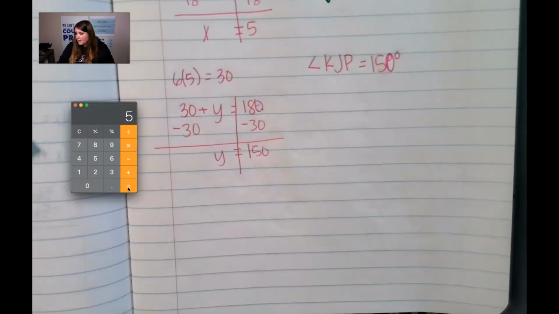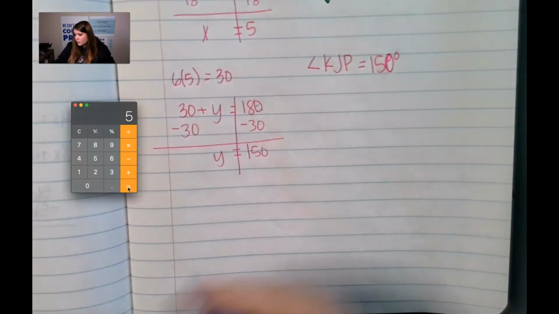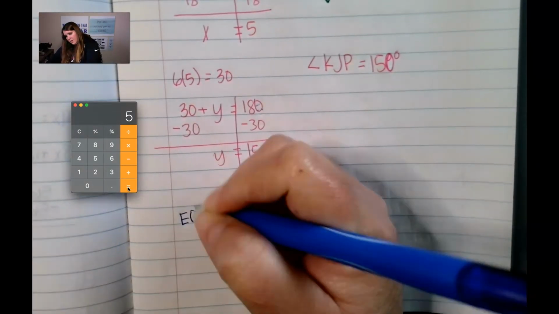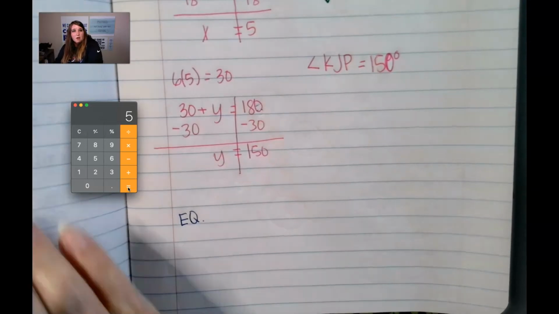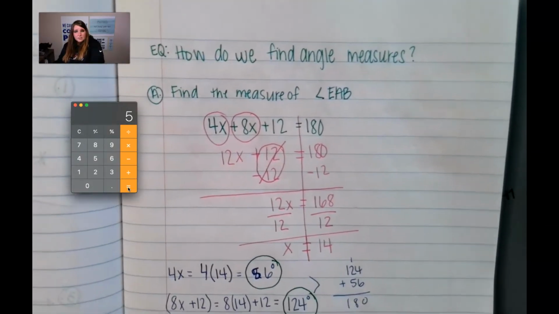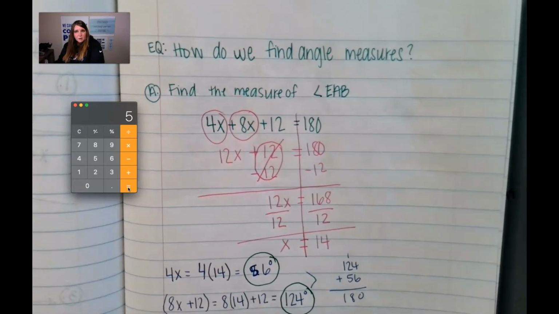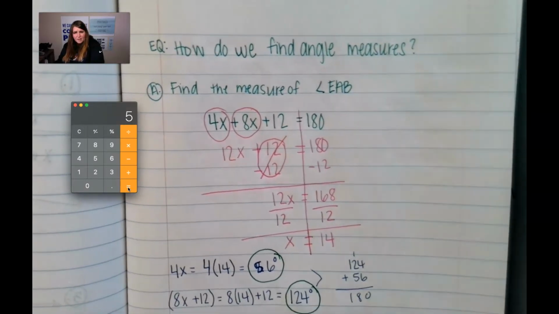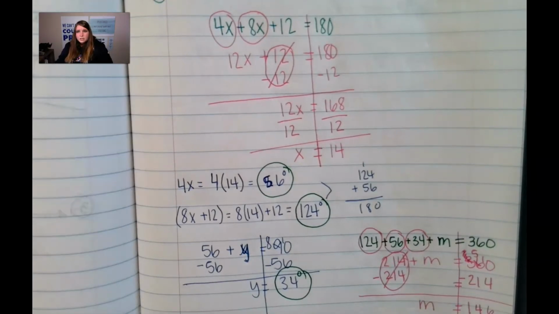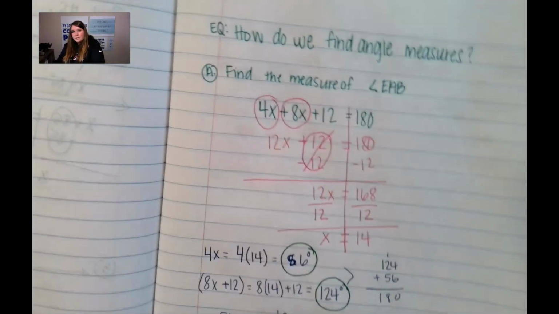All right. Now it's time for you to answer your essential question. What's some important information that we need to know when we are solving or finding angle measures? What's something really important that we need to know? How do we find them? What are we looking for when we are doing our angle measures? When we're finding angle measures?